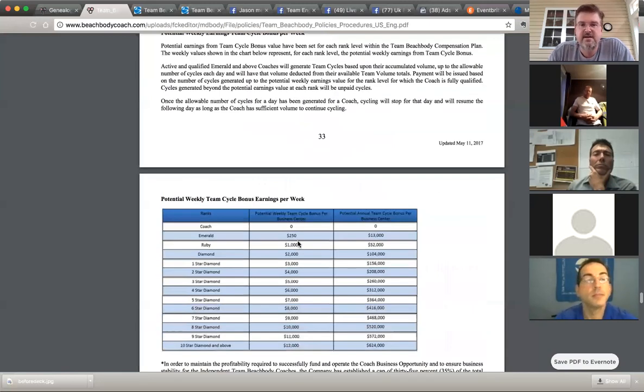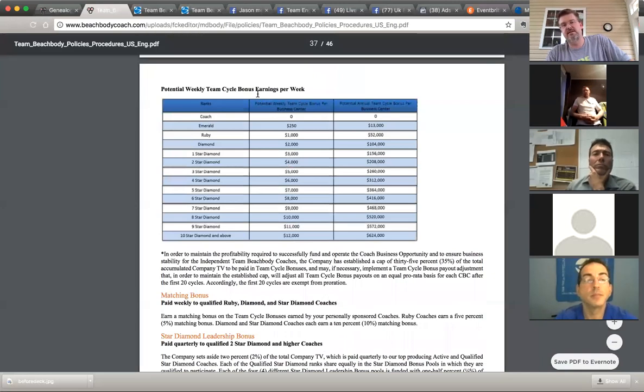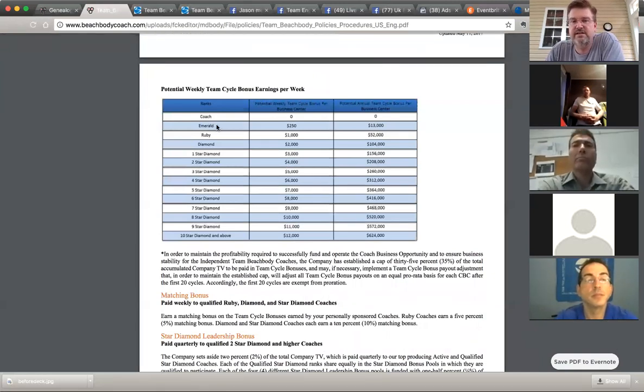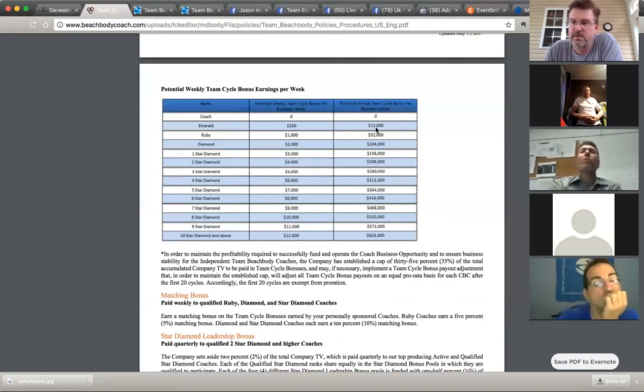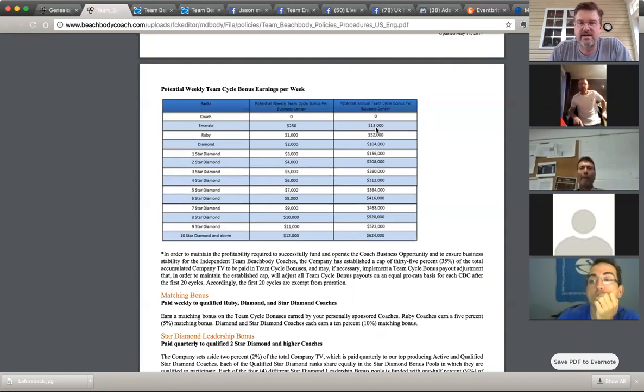Okay, awesome. Now, this is kind of interesting, this little graph here. As an Emerald coach, it tells you what your maximum cycle bonus earning is per week and per year, okay? As an Emerald coach, you can earn $250 in cycle bonuses per week, and over the year, you can earn a maximum of $13,000. That means that you've signed up 2 coaches underneath you, so the maximum that you can earn is $13,000 a year, okay? As a Ruby coach, it goes up to $1,000 a week, $52,000 a year. And as a Diamond coach, it goes up to $2,000 a week and then $104,000, okay?